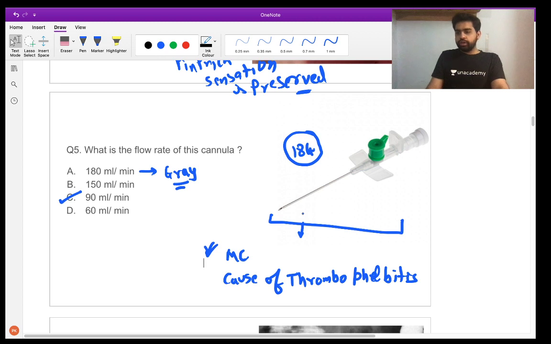And Danish, you have answered it as 16. Well, gray is 16 gauge and the green is 18 gauge. I think you have answered it that way only, but don't get confused. Green is an 18 gauge cannula and the gray cannula is 16 gauge. And this is another MCQ: the most common cause of thrombophlebitis is IV cannula insertion. Now let us move on to the next question.